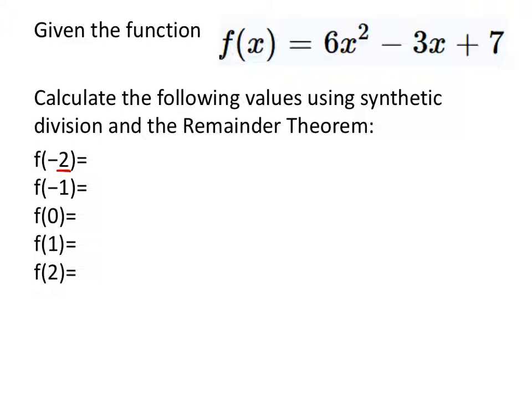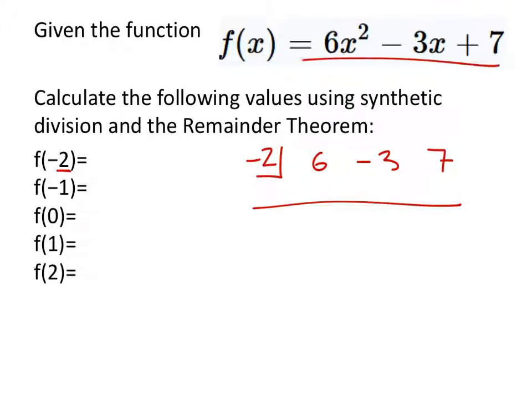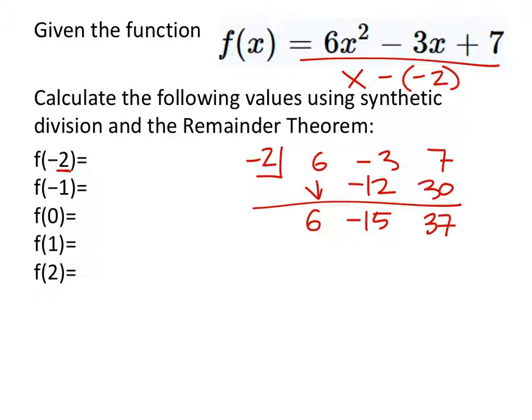But it's not too bad because they only gave us 3 terms in this. So the c value here is negative 2, and I've got coefficients of 6, negative 3, and 7. The remainder is going to be what I get for f of negative 2. I would be dividing by x minus the c value, which is negative 2, making it x plus 2. So we'll just run through this, drop the 6. 6 times negative 2 is negative 12. So I got negative 15 here, times negative 2 is 30. So my remainder here is 37, which is the answer for f of negative 2.